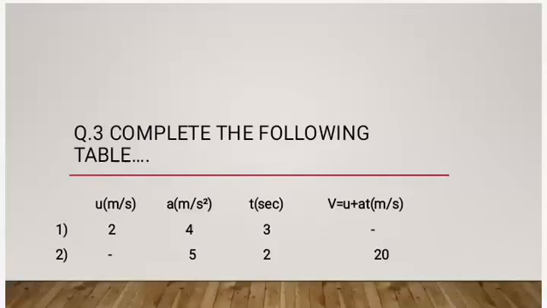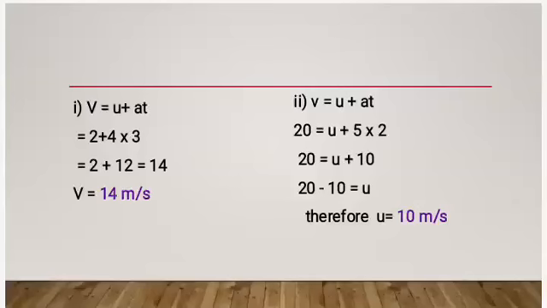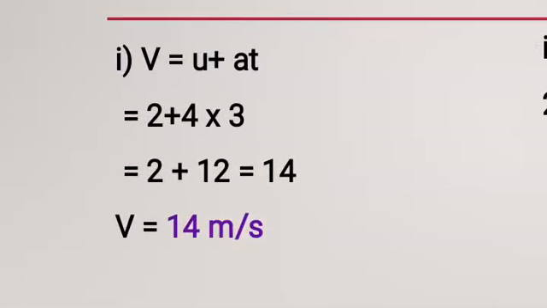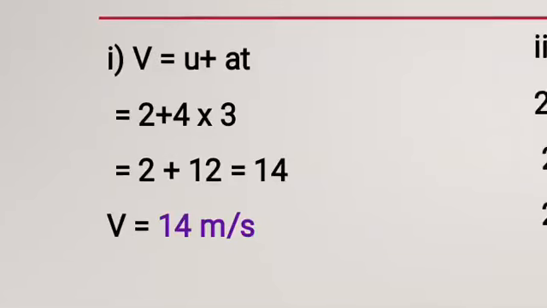Now question number 3, complete the following table. There are two sums given in the table. In the first one, initial velocity is given as 2, acceleration is 4, time is given as 3, and we have to calculate the velocity. Put the respective values in the formula v equals u plus at. 2 plus 4 into 3 equals 14. So our velocity is 14 meter per second.